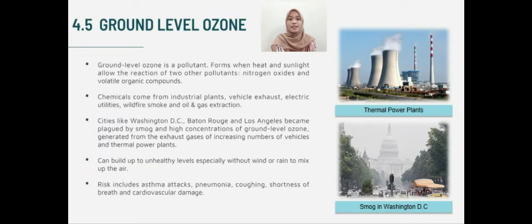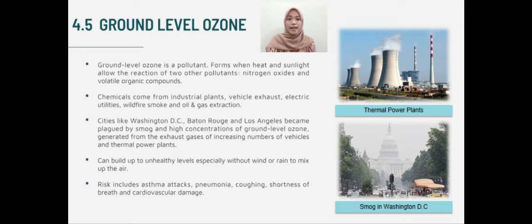Number 5 is the ground level ozone. Ground level ozone is a colorless and highly irritating gas that forms above Earth's surface. It is also called a pollutant. The ground level ozone is formed when heat and sunlight allow the reaction of two other pollutants, such as nitrogen oxide and volatile organic compounds. These chemicals normally come from industrial plants, vehicle exhausts, electric utilities, wildfire smoke, and oil and gas extraction.